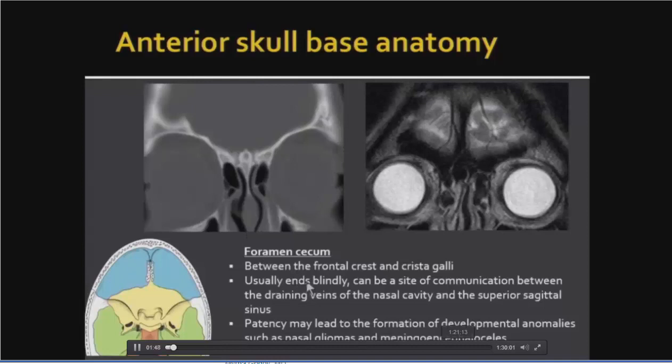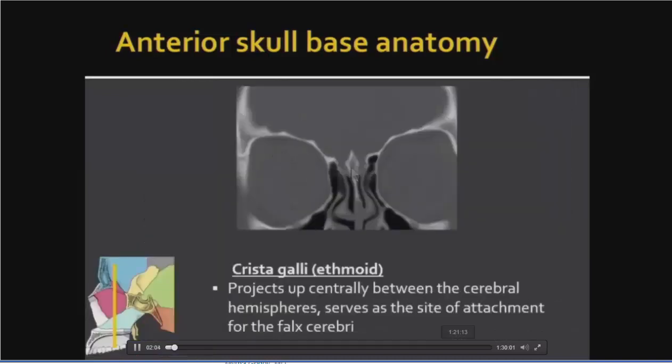Occasionally it can be quite small and serve as a communication for a venous structure going from, say, the superior sagittal sinus in the intracranial compartment to some of the draining veins in the nasal cavities. So it is very difficult to see the foramen cecum unless it is quite big. You go a little bit more posterior, you get this spear-shaped structure called the crista galli, which essentially stands for the comb of the rooster. So it just stands for the crest of the rooster because it looks like the top of the rooster's head.